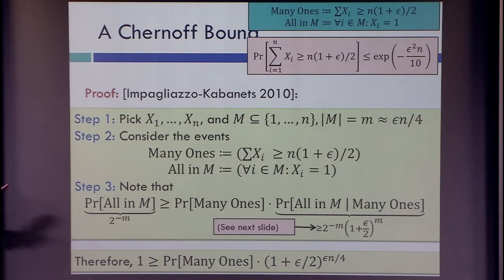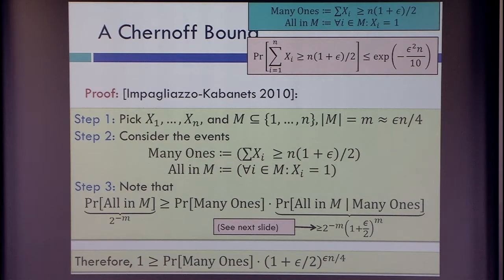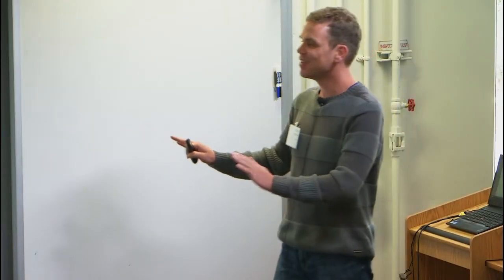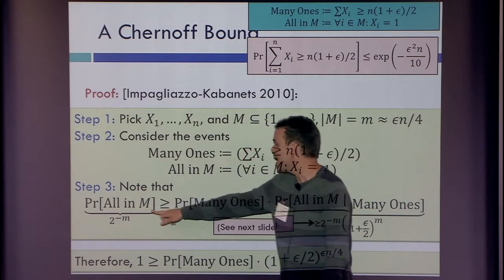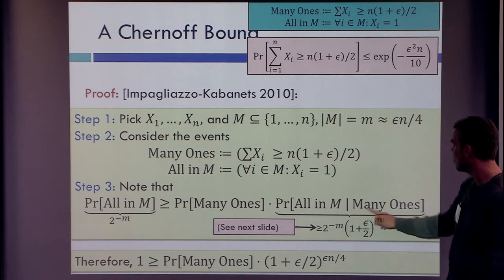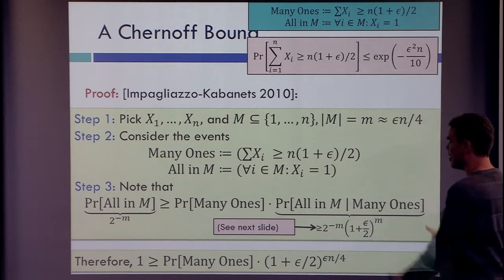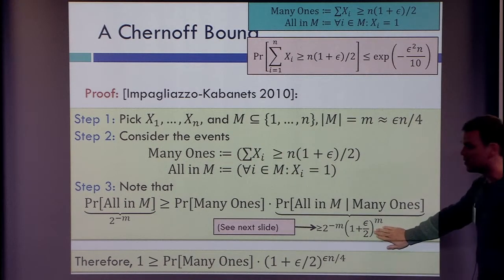So I just want to make sure that everybody sees this, because it's very simple, but if you don't see this, then the rest of the talk makes very little sense, and it's late on Friday, so I don't know if I would see it. I mean, in total, it's very simple, right? We say, okay, the probability that everything in M is 1 is at least the probability that we have many 1s times the probability that everything in M is 1, given that we have many 1s, and then we know this, and we only need to bound this.